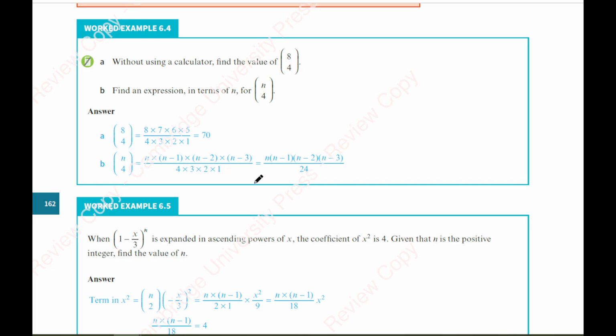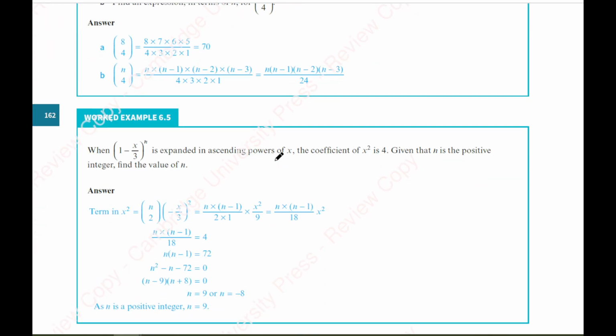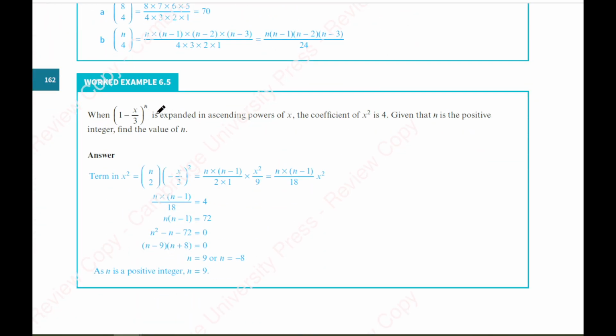So this is how you do that. If you want to find expansion of that thing, when you just expand some of the more complicated stuff, you see here we have a fraction and so on. And it is expanded in the ascending powers of x. So if you want to do it in the ascending powers, so you can see the coefficient of x squared is 4. So how do you do that?